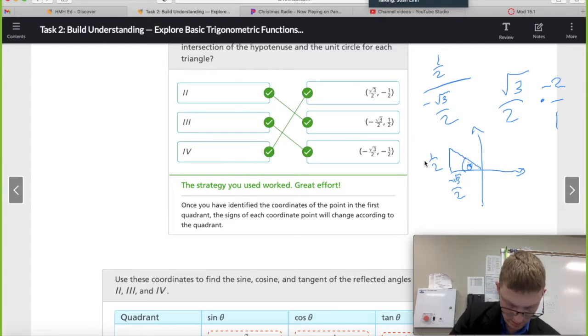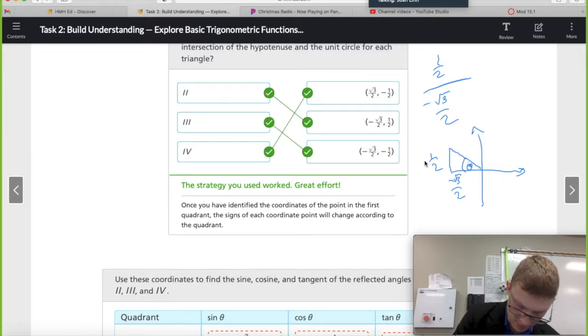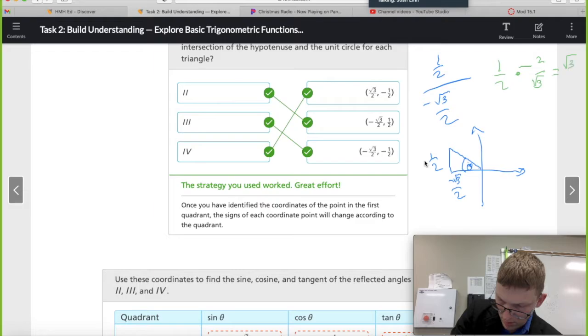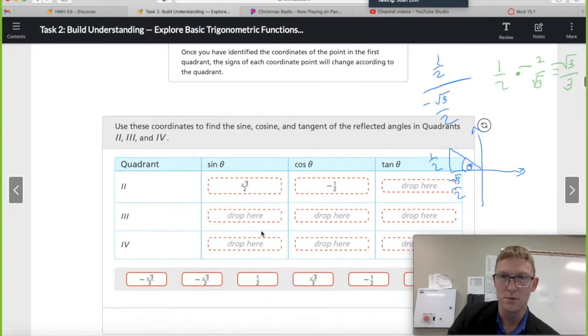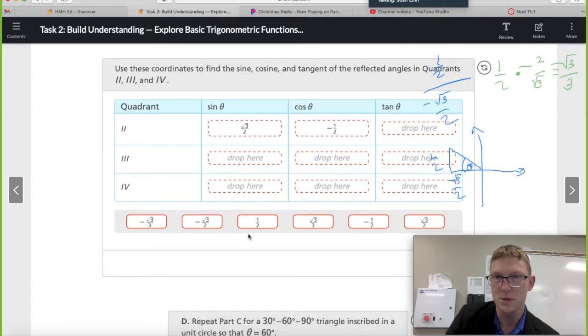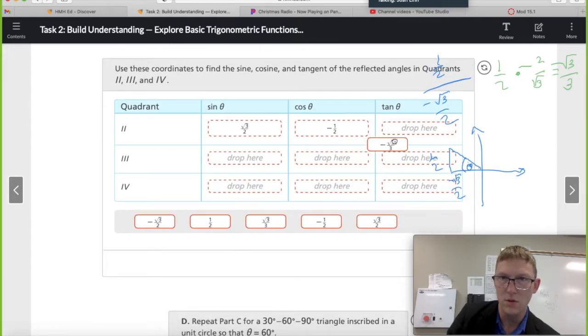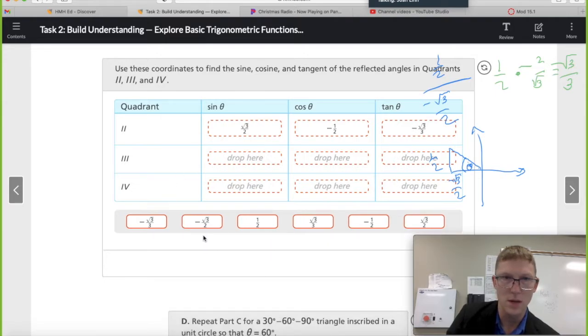So then we get rid of this stuff. This is why drawing a picture is awesome. Always draw a picture. Times the reciprocal, negative 2 over square root of 3. So it's going to be negative square root of 3 over 3. So I did a couple steps there. If you didn't catch those steps, let me know, and I can go over them again.